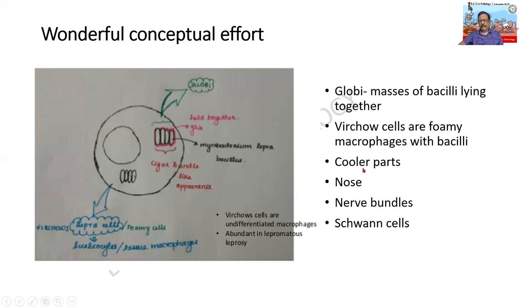Normally, you find that the lepra bacilli survive on the cooler parts of the body, such as the armpits, extremities, the nose, etc. Also, the nerve bundles are affected, and there are different types of lesions which we hope to touch upon during this discussion. So, this is a beautiful diagram. I would like you people to draw it in your examinations, showing the globi, the parallel arrangement of the cells and the cigar bundle appearance. And the second one is the Furco cell or the foamy macrophage.